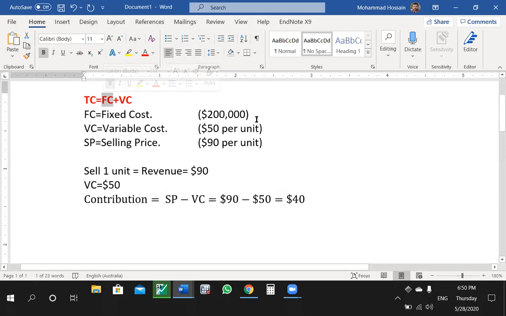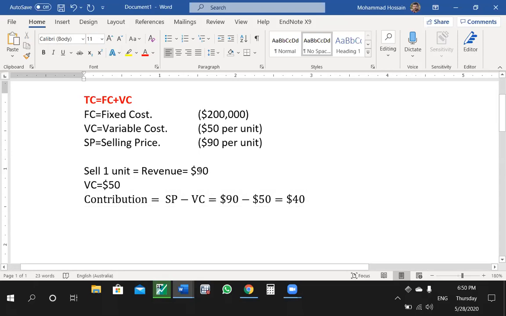How much is that fixed cost? $200,000. Now how much did you get? $40. This $40 will be used as a contribution to cover your fixed cost. See? Name says it all. So how many units do you need to sell to cover this fixed cost? This $90 will cover your variable cost, plus it will cover $40 of the fixed cost.